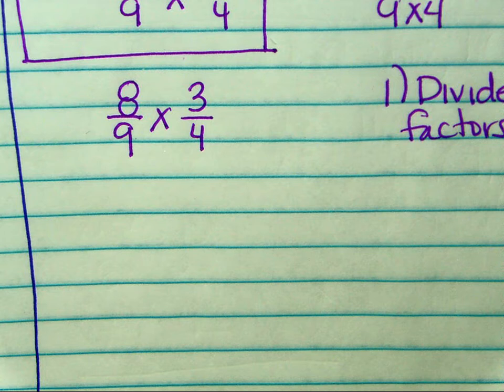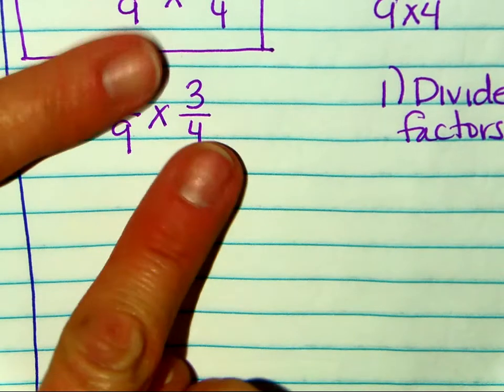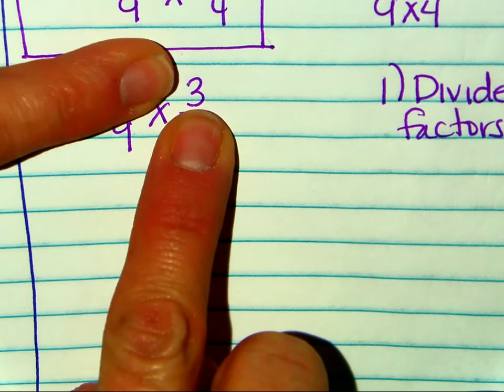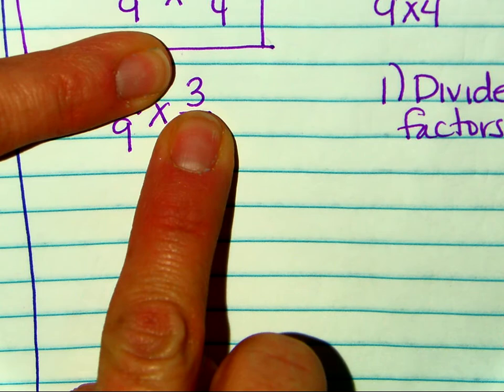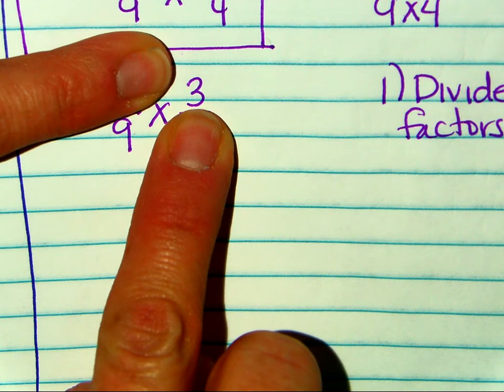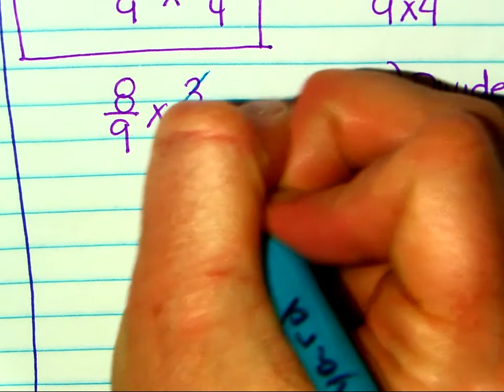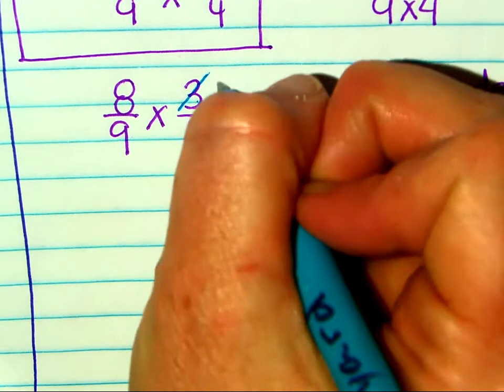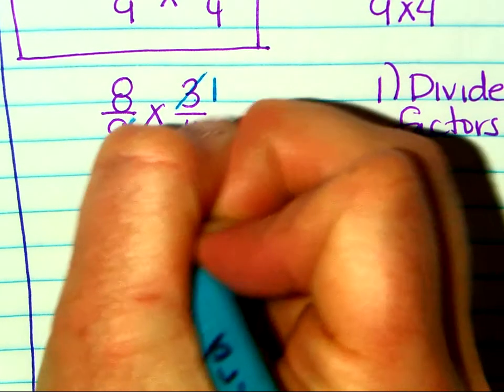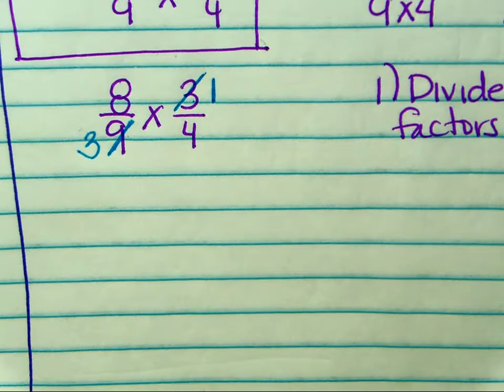So on this problem, I'm going to look across in a diagonal. So I'm going to look only at these two numbers, the 9 and the 3. And looking at the 9 and the 3, is there a factor that can go both into 9 and 3? Julia? 3. Awesome. So what I'm going to do is cross off this 3 and say 3 divided by 3 is 1 and 9 divided by 3 is 3.